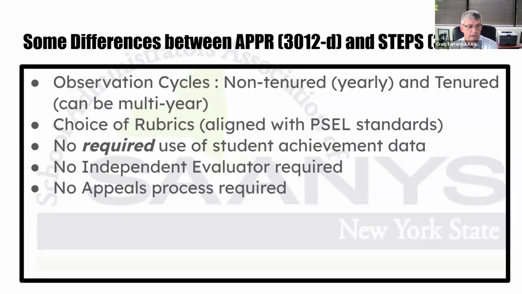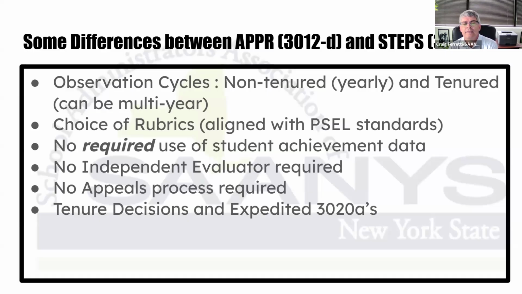No appeals process is required. We do encourage you to try to include one as part of your negotiations with your districts, and we'll talk about why, but you do not necessarily have to have an appeals process in your STEPS plan that you negotiate. In theory, STEPS plans do not affect tenure decisions, and there's no longer the expedited 30/20As as there were under APPR. When I say in theory for tenure decisions, it seems logical that if scores and ratings are low for a non-tenured principal, the results of the STEPS plan would factor into a tenure decision. But in theory, it's not required. It's not going to be mandated.